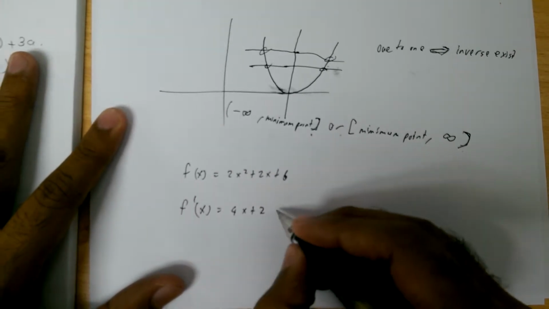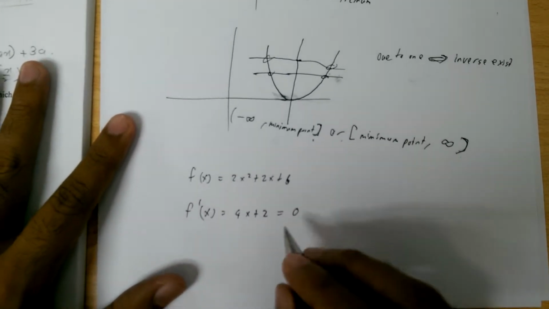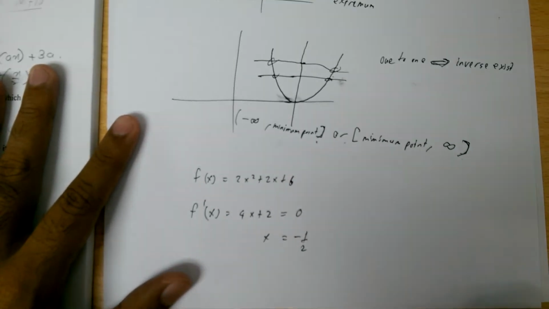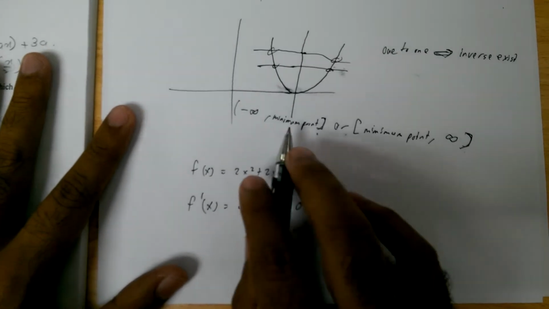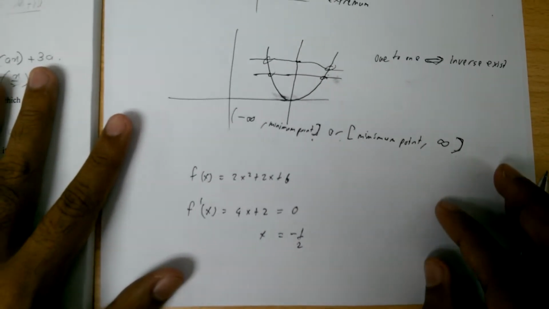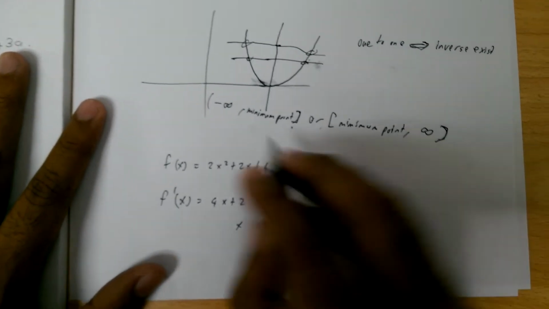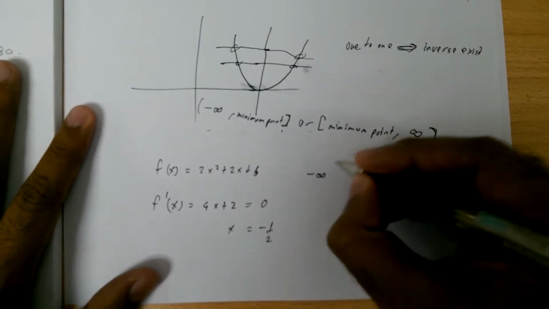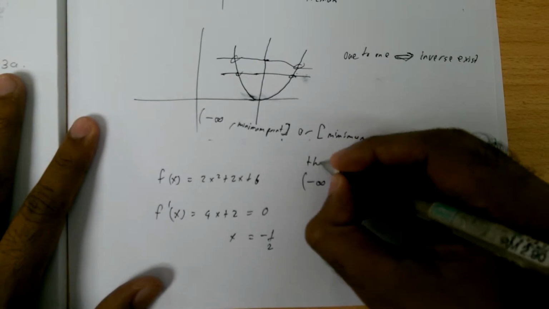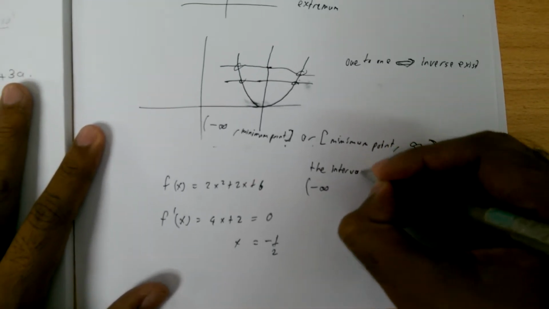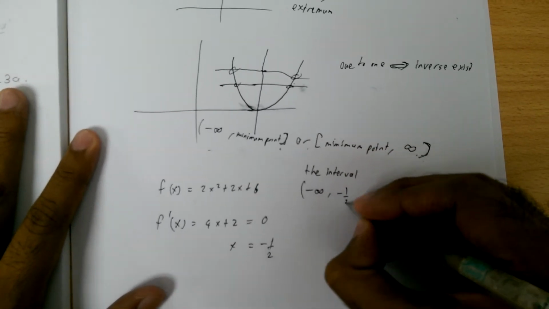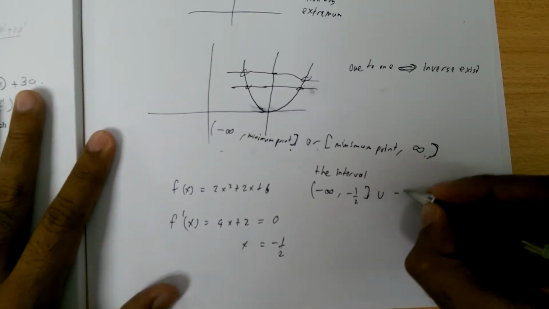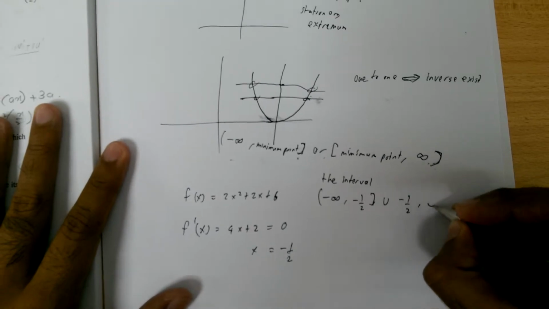Differentiate it and make it equal to 0. This is the minimum point. You can easily find it. So if this is the minimum point, what is the interval for it to be 1 to 1, or for it to have an inverse? By looking here, we just rewrite things again. The interval is, just put it inside. Close bracket.